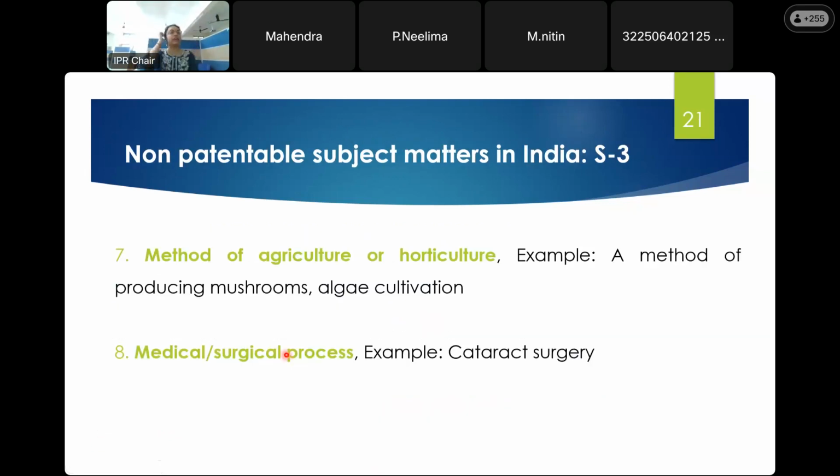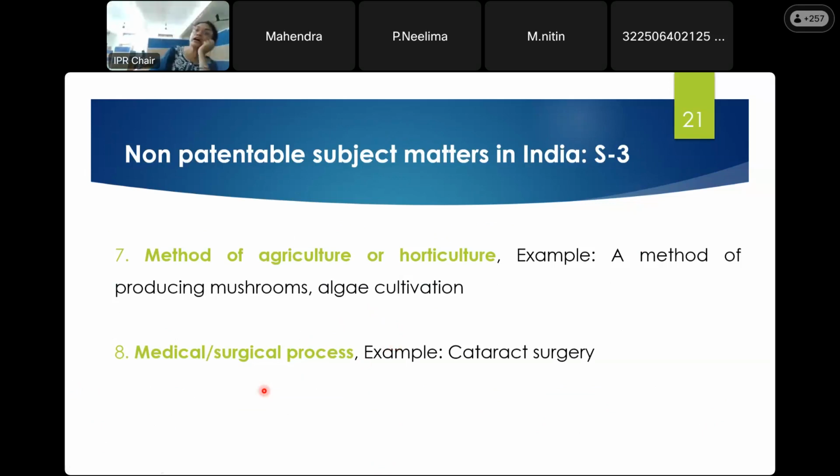Then method of agriculture, horticulture, method of producing mushroom or whatever it is, algae cultivation, these things are not patentable. Then medical and surgical process, any kind of process, for example, cataract surgery or whatever surgery it is. For example, I got some wound here and maybe I need to do some plastic surgery. Those kinds of things, any medicinal, surgical, prophylactic, therapeutic processes are not patentable in India, but it is patentable in other countries like the US.